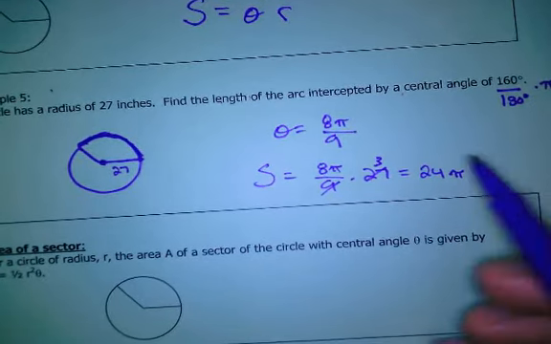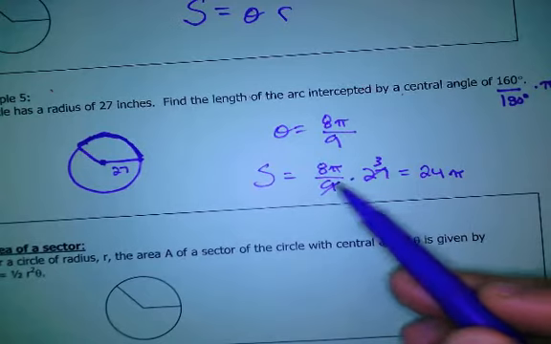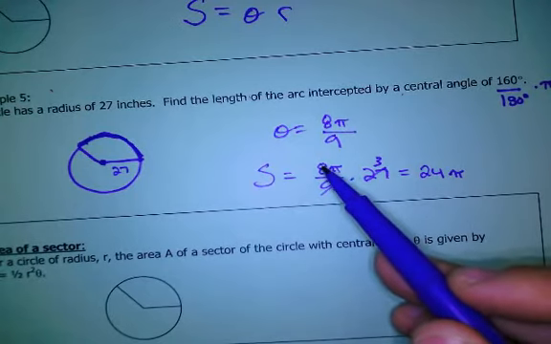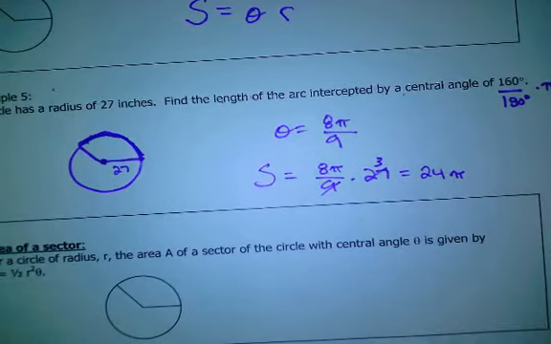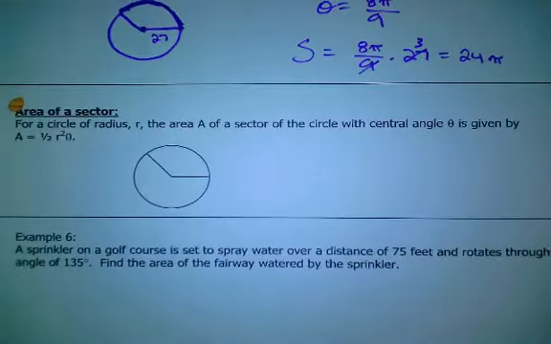So 9 goes into 27 3 times, and then 3 times 8 is 24. Okay. Let's move on. Last example, and then I'm done talking to you people until the weekend is over.